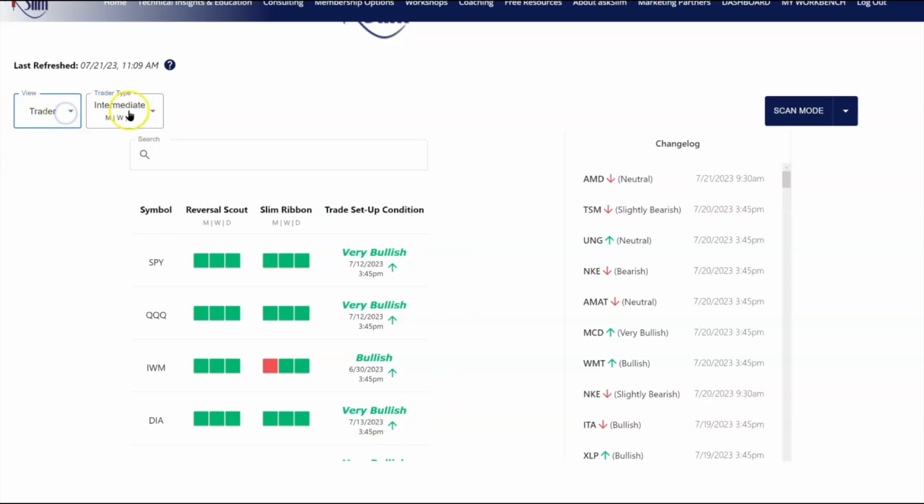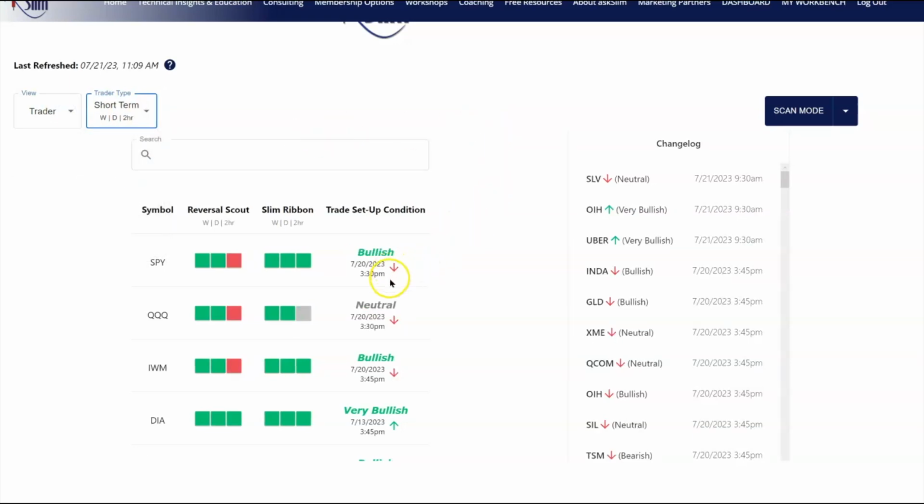You could do a time frame mode also, but I want to step down here to short term. And you can see there are downticks right in here as the SPY is now ticked down to bullish, the QQQ to neutral and the IWM ticked down to bullish, but the Dow remains very bullish. And this is reflective of what I'm saying, that money moving out of the tech stocks, the AI, into the Dow, and it's very apparent when you use our algorithms.